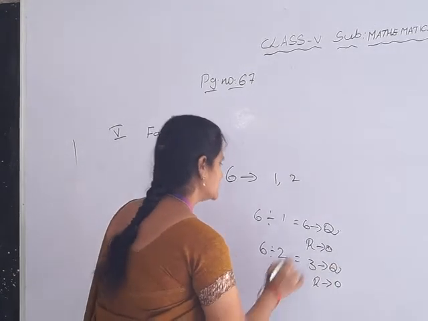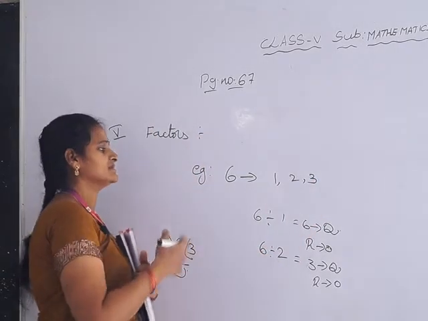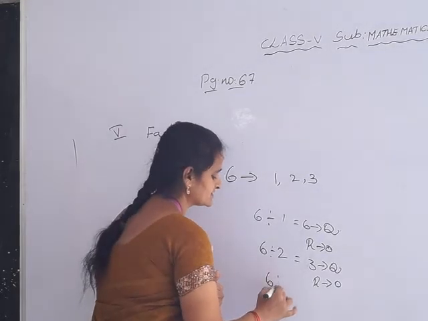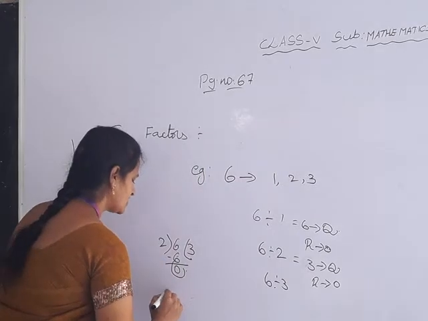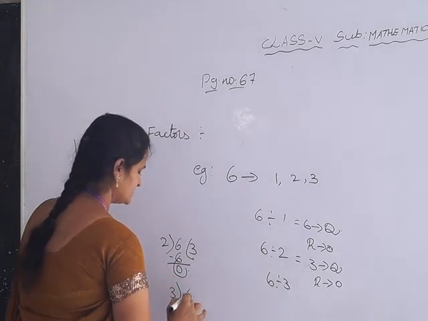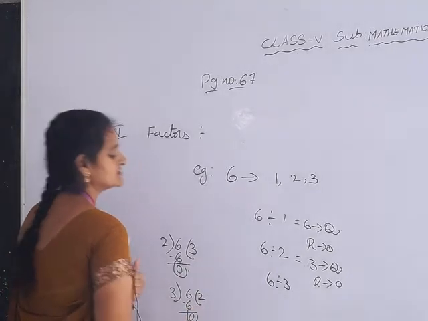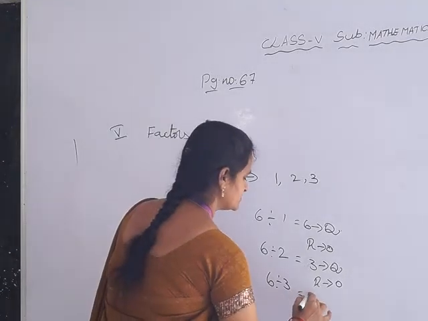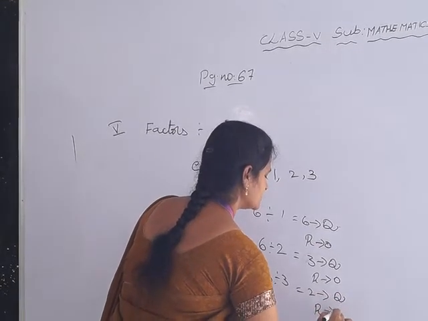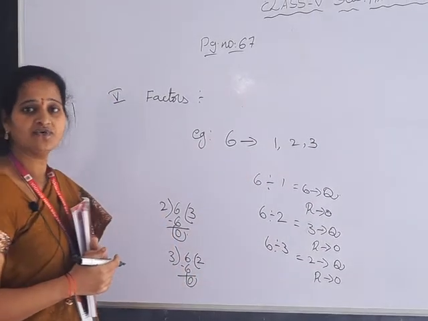And next is 3. Now 6 is also completely divisible by 3. So 6 divided by 3, where 3 is the divisor and 6 is the dividend. Next, 3 twos are 6. The remainder is 0 and the quotient is 2. Now 3 is also one of the factors of 6.